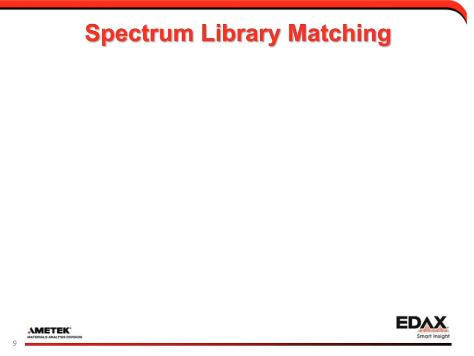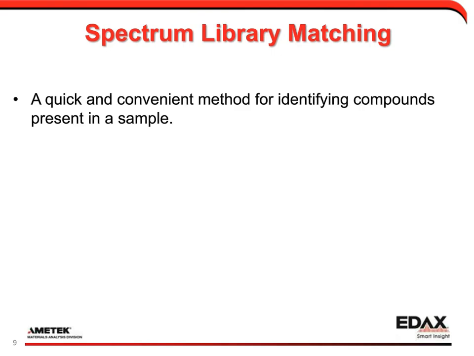So, spectrum library matching, what is it? Well, the way we like to think about it is a quick and convenient method to identify compounds present in the sample. When we looked at the basic EDS spectrum, we were looking at elements, but the way we often use the library matching is to find compounds.